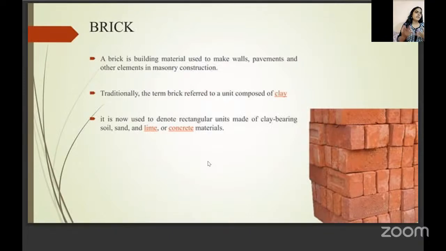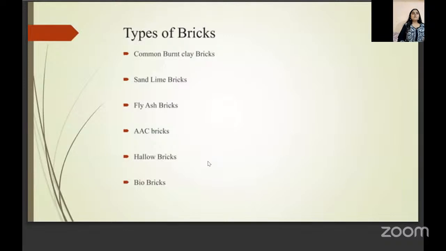We have already studied all of this in school, but there are questions that are asked on this topic in exams. It is now used to denote rectangular units made of clay-bearing soil, sand, and lime or concrete materials. As time has moved on, the composition of brick has also changed. Now, brick is not just made out of clay, but there are many other materials. One of the most common examples being used nowadays is fly ash brick. Fly ash is actually a waste material, a byproduct that you get in steel and iron industries. So that is a byproduct out of which bricks are made. These are some common types of bricks.